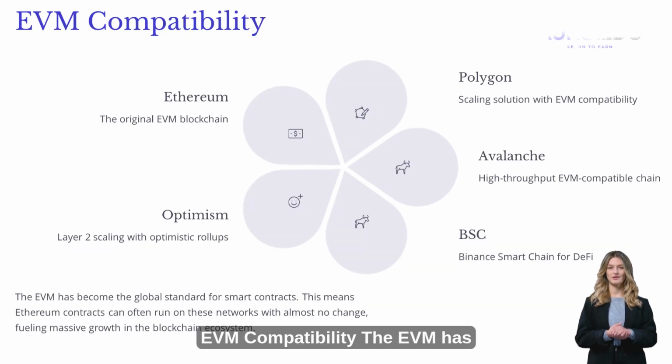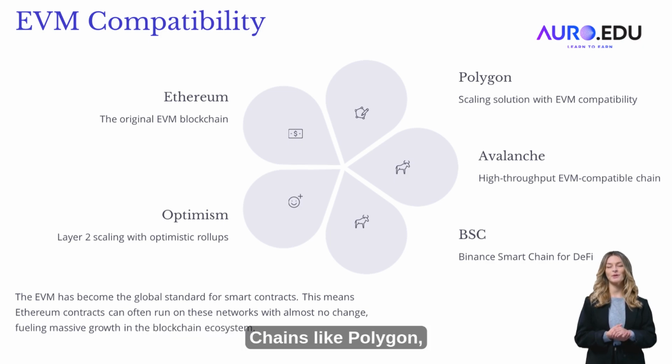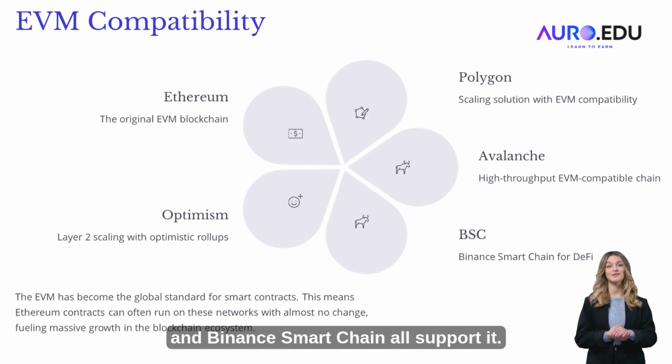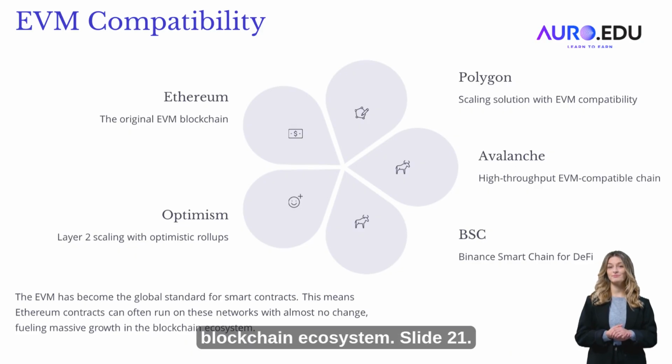EVM compatibility. The EVM has become the global standard for smart contracts. Chains like Polygon, Avalanche, and Binance Smart Chain all support it. This means Ethereum contracts can often run on these networks with almost no change. Compatibility has fueled massive growth in the blockchain ecosystem.